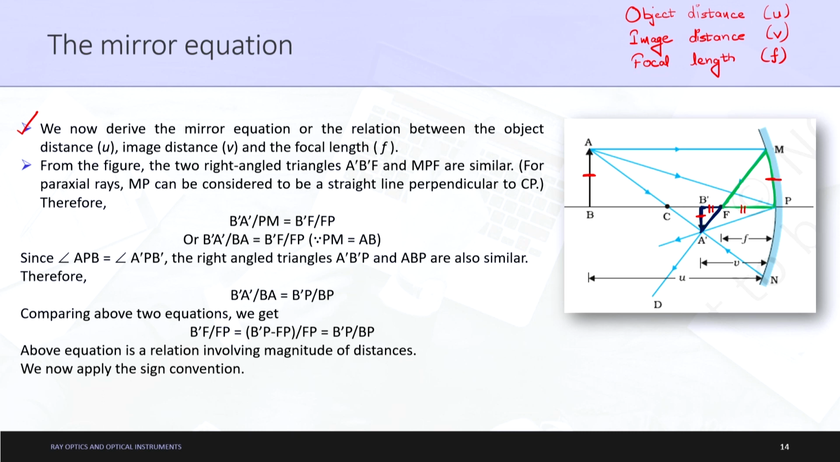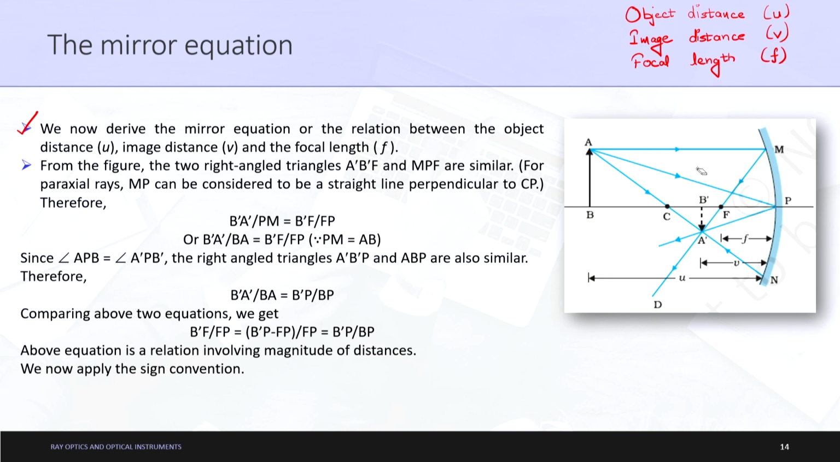Next, angle APB is equal to angle A dash PB dash, quite evident using the simple laws of reflection, that is the angle of incidence i is equal to the angle of reflection r. So we can say angle APB is equal to angle A dash PB dash. The right angle triangles A dash B dash P and ABP are also similar.